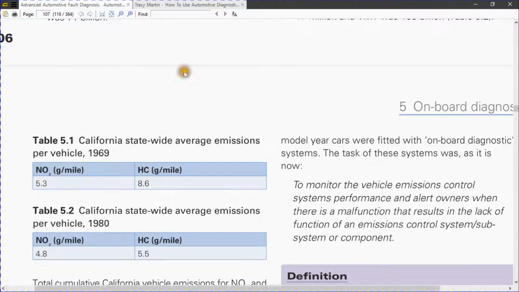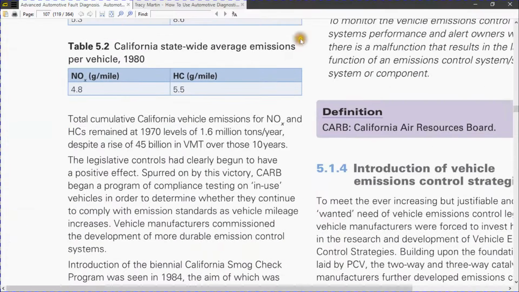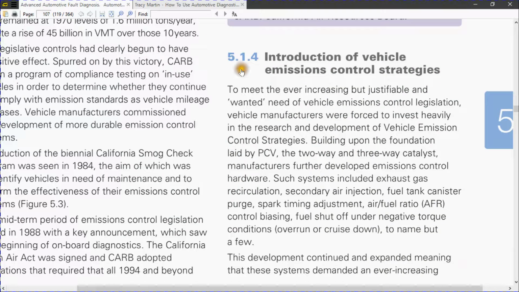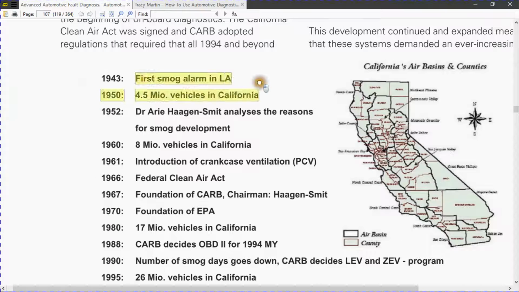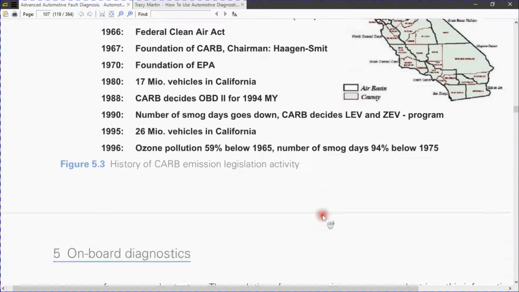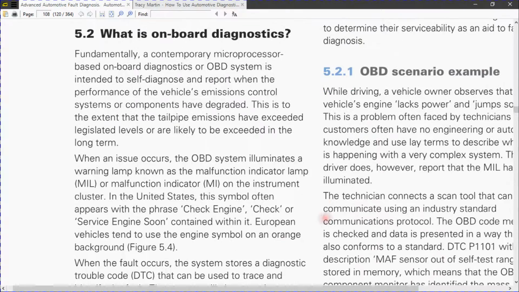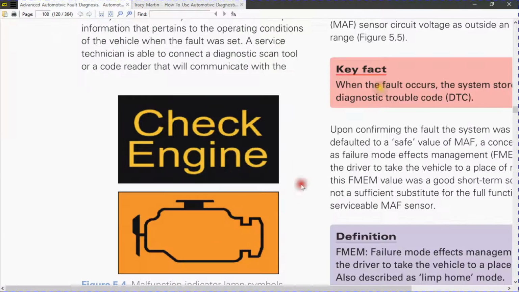Emissions control legislation, fine. Oxygen, HC, onboard diagnostics, define CARB, the California Air Resources Board, international introduction to vehicle emission control strategies, fine. First, a smog alarm in LA, Los Angeles, then California. Okay, and now onboard diagnostics. What is onboard diagnostics? OBD sensor scenario examples. I'm more focused on OBD.